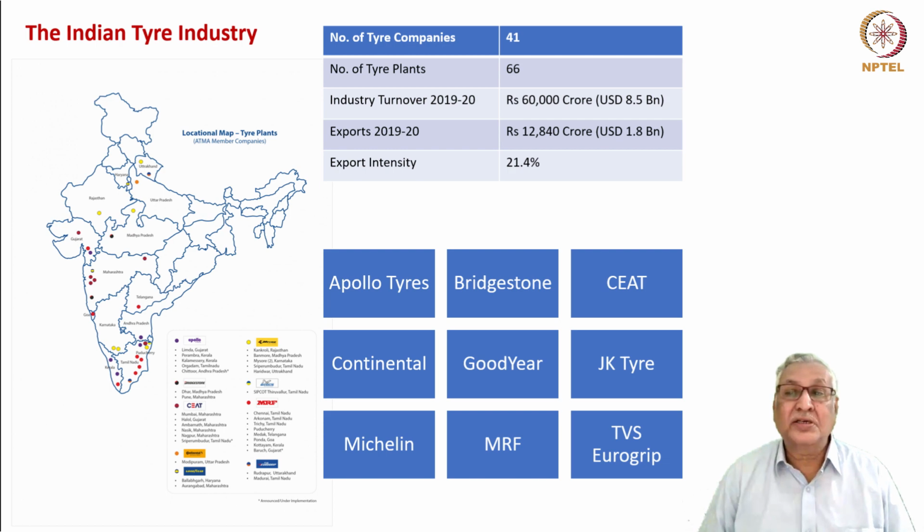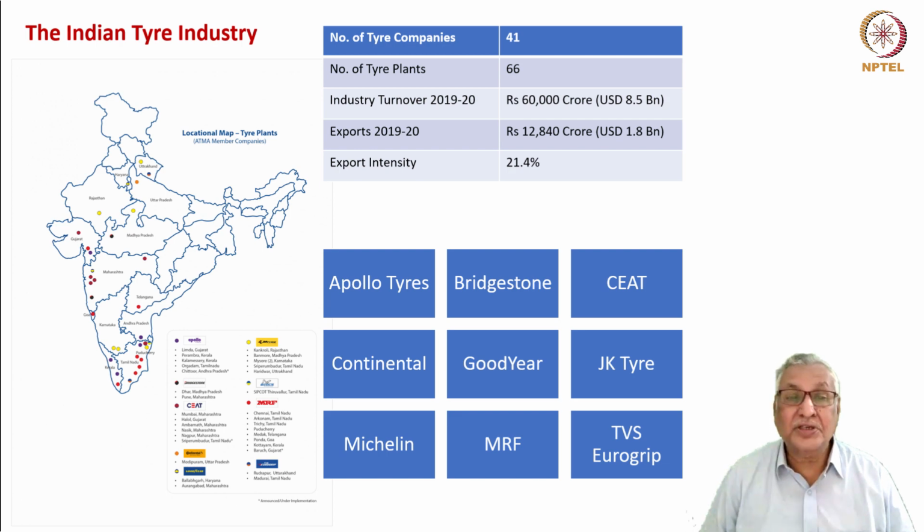Let's look at the Indian tire industry. It is also an established industry closely allied to the automobile industry. There are as many as 41 tire companies in India with 66 tire manufacturing plants. The output is valued at $8.5 billion, and the exports are as high as $1.8 billion. This is one of the industries which has very high export intensity at 21.4%. In comparison, the automobile OEMs have probably an export intensity of 10%.